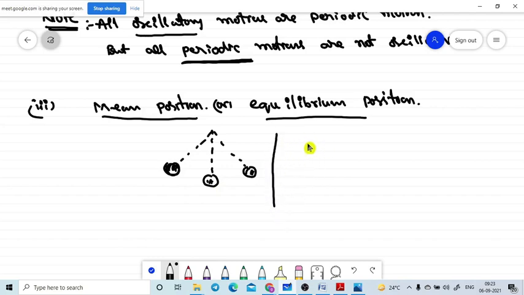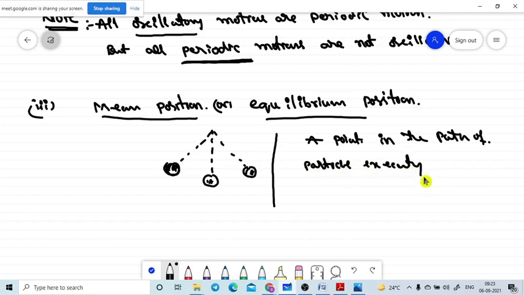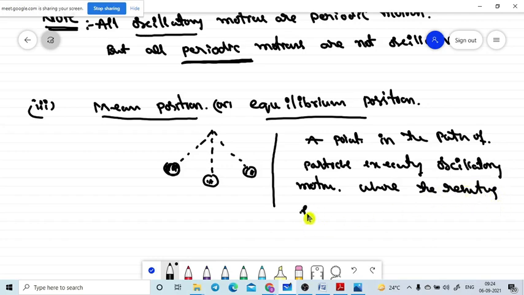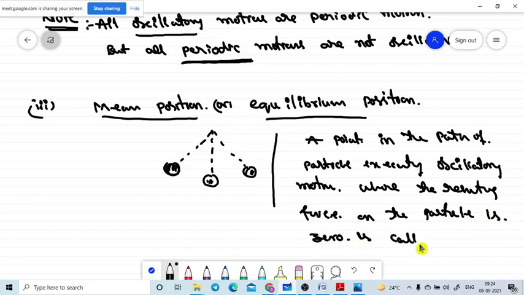A point in the path of a particle executing oscillatory motion where the resulting force on the particle is zero is called the mean position. So what does it mean?